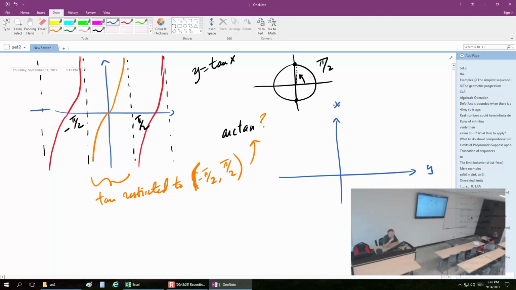At y equals pi over 2 and negative pi over 2. So in other words, indeed, this line is x equals negative pi over 2, and this is x equals pi over 2. These two are vertical asymptotes of the tangent.